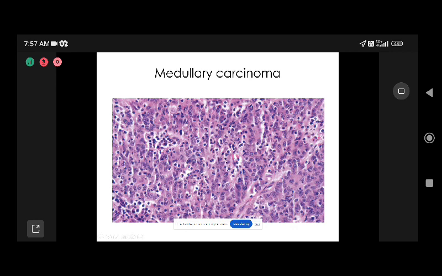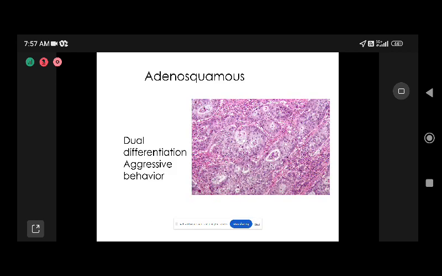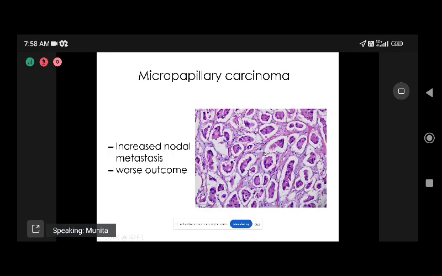This is an immune-rich carcinoma, and usually is a histology which is associated with MSI-high tumors. Even the mucinous tumors have a histology which is commonly seen in MSI-high tumors. Rarely you can see an adenosquamous carcinoma where you have dual differentiation of glandular and squamous differentiation, and other rare histologic subtypes which are associated with increased nodal metastasis and a worse outcome are micropapillary, where you see these small papillae lying in empty spaces.